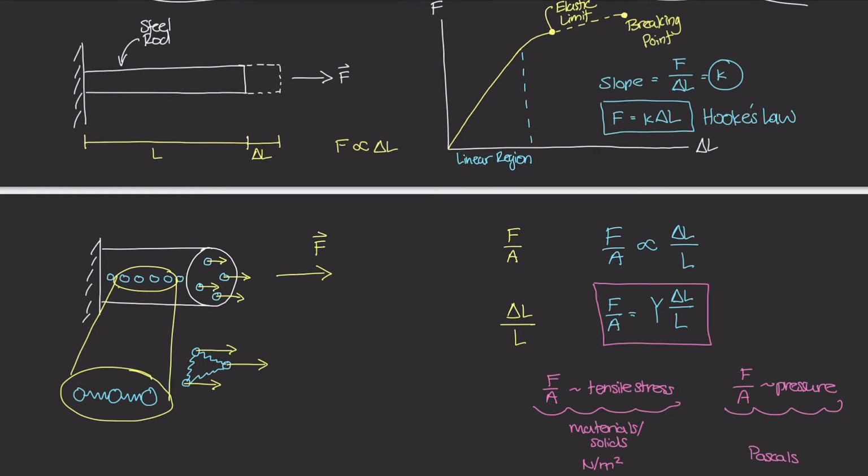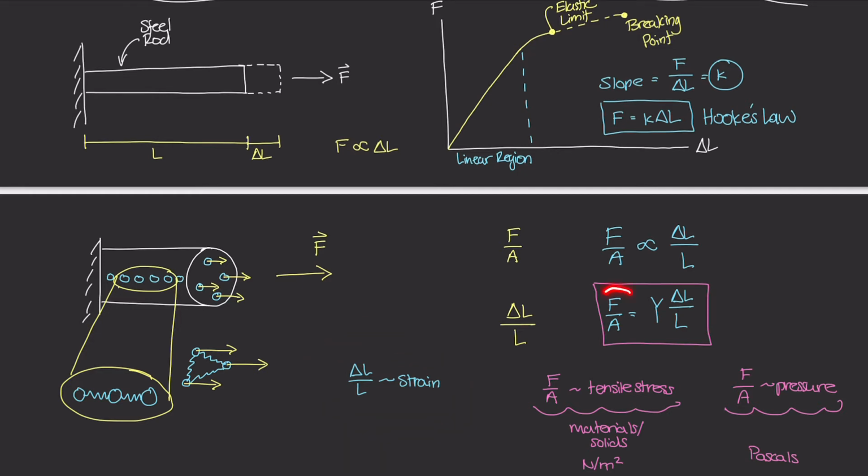What about this delta L over L value? In material land, or solid land, we call this the material strain. This strain is dimensionless, so it doesn't have a unit, because delta L is a unit of length and L is a unit of length. Those two units cancel out, and this becomes a dimensionless term.